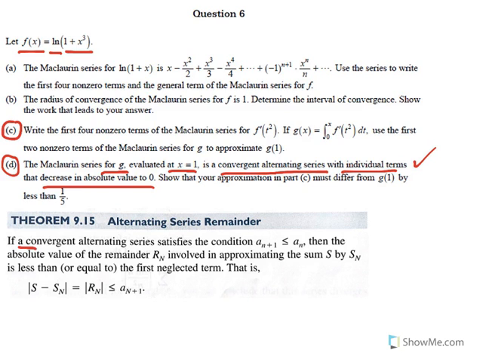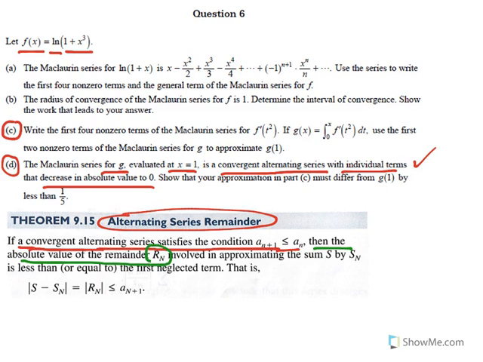In other words, the hypotheses of the alternating series remainder theorem are told to be satisfied. You have a convergent alternating series and individual terms decrease in value to 0. Then, according to this theorem, the absolute value of the remainder R sub n involved in approximating the infinite sum by the nth partial sum is less than or equal to the first neglected term.